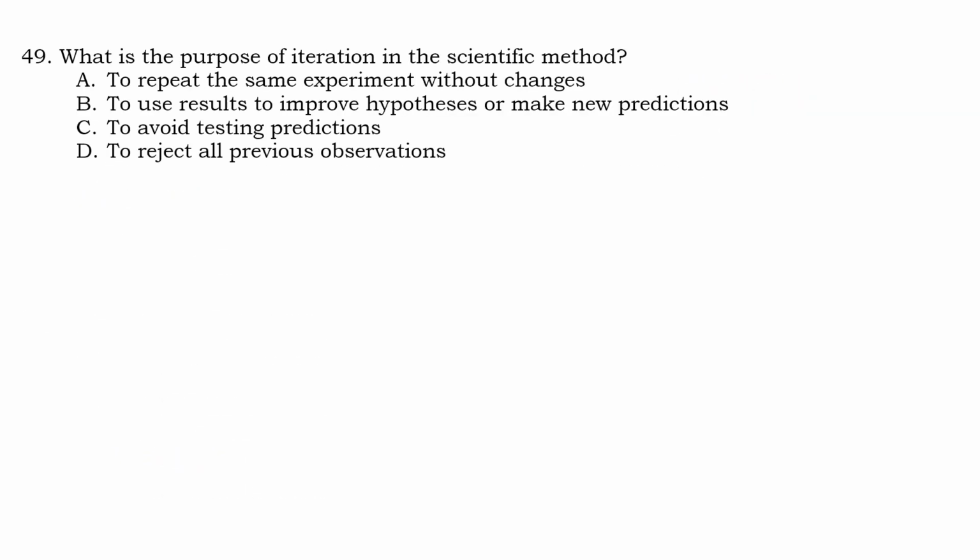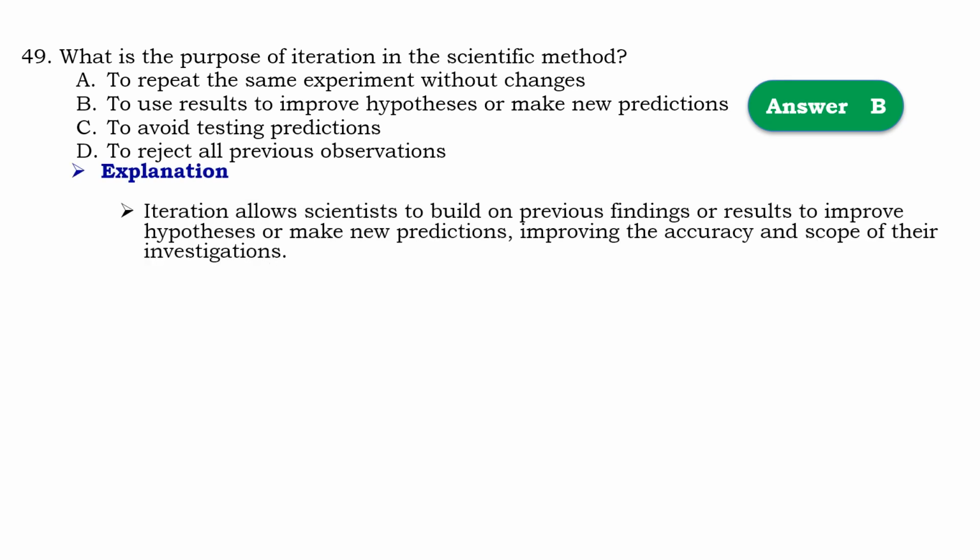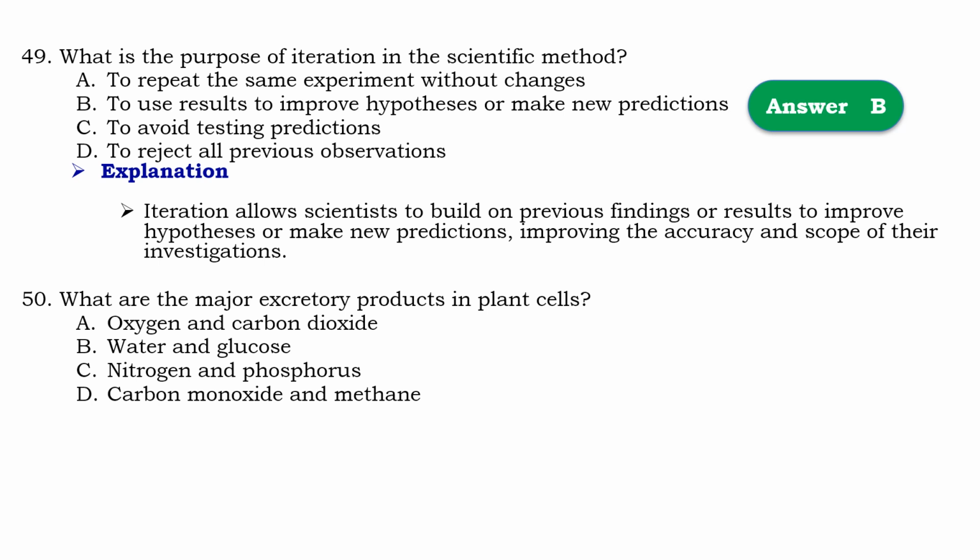Question number 49: What is the purpose of iteration in the scientific method? So that should be to use results to improve hypothesis or make new predictions, meaning that iteration allows scientists to build on previous findings or results to improve hypothesis or make new predictions, improving the accuracy and scope of their investigation.